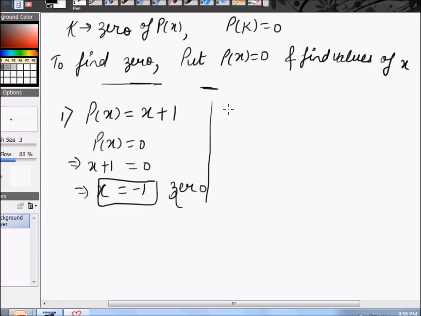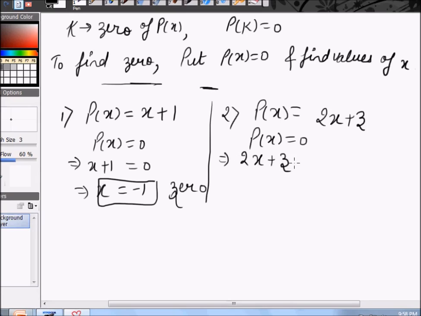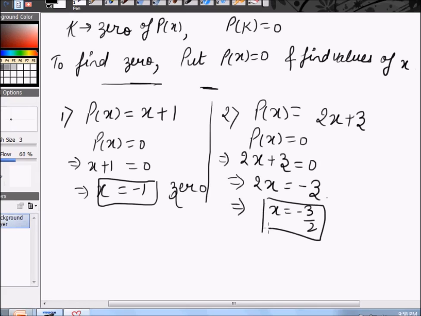Now the second polynomial, p(x) equal to 2x plus 3. To find the 0, again put p(x) equal to 0, which implies that 2x plus 3 equal to 0, which implies 2x equal to minus 3, which implies x equal to minus 3 by 2. Therefore, this is again the 0 of the given polynomial.